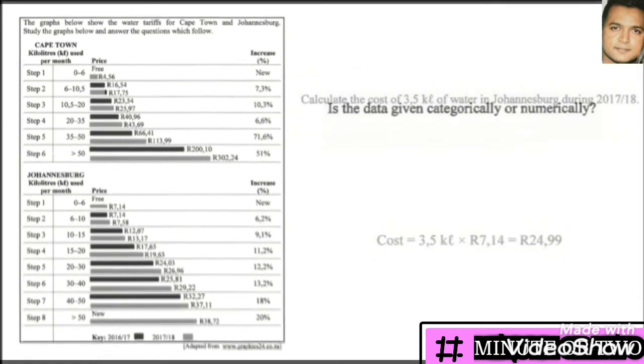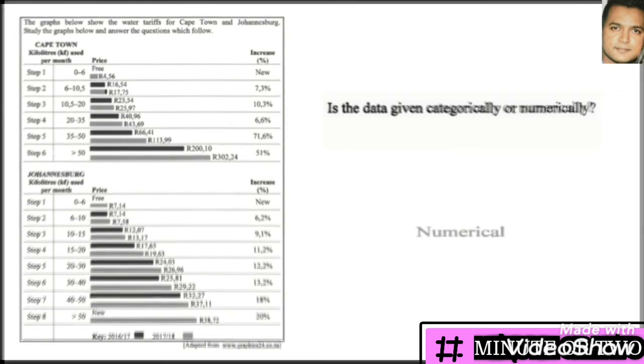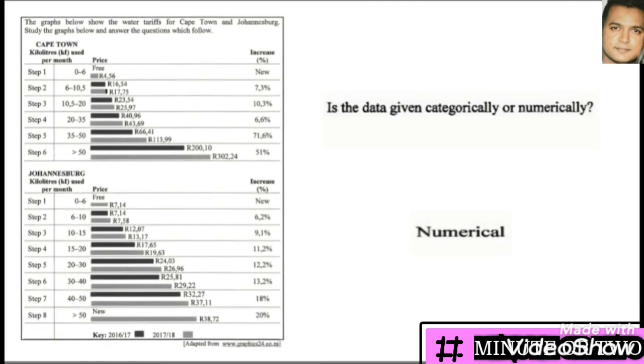Is the data given categorical or numerical? Categorical means the information can be put into characteristics, for example eye color, whereas numerical is information dealing with strictly numbers. And as you can see with this particular example, we have water tariffs, which is the amount of water used and how much we will pay, so our answer would be numerical.